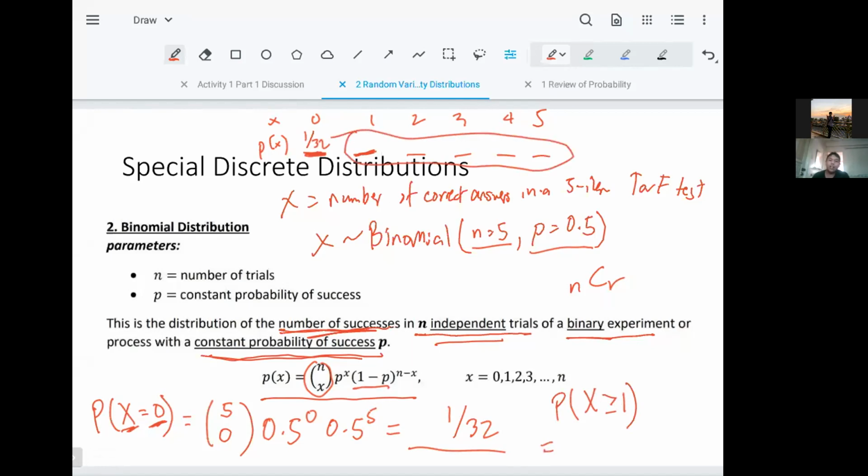Ganun kahaba? Not really. You have to realize na since this is a probability function, the sum netong row natin ng p of x, it should be 1. Assuming we have exhausted all values. 0 to 5 lang naman yung pwedeng values ni x, diba? So sum niya is 1. So to answer this, 1 minus p of x equals 0 lang, diba?